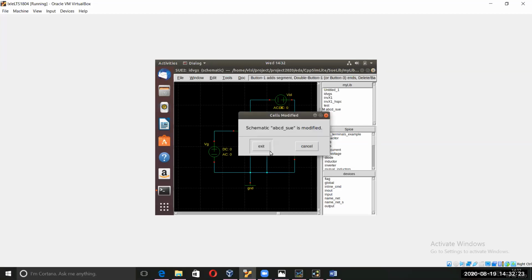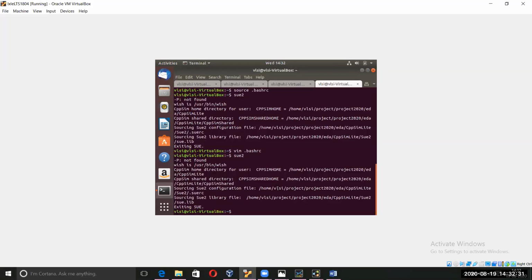Now we have done the schematic and saved it. We will now go to the netlist and see whether the subcircuit is saved or not. How are we going to do that? For you, it is cd: you have to change your directories into the CPCM light. For me, this is my home VLSI project 2020 EDA CPCM light Q2. So I will change my directory and show you where the netlist is.